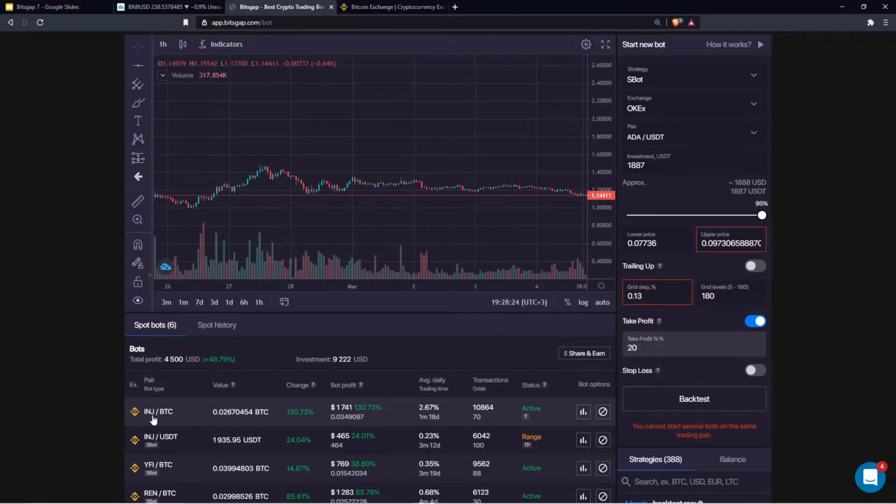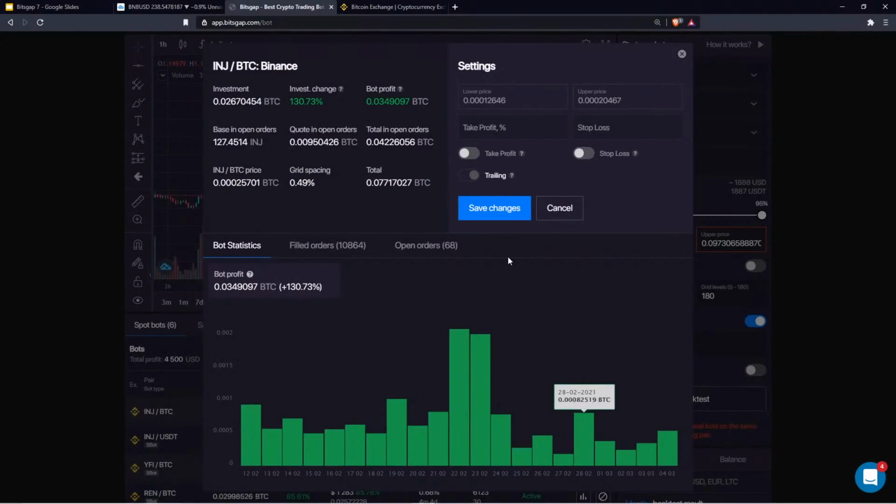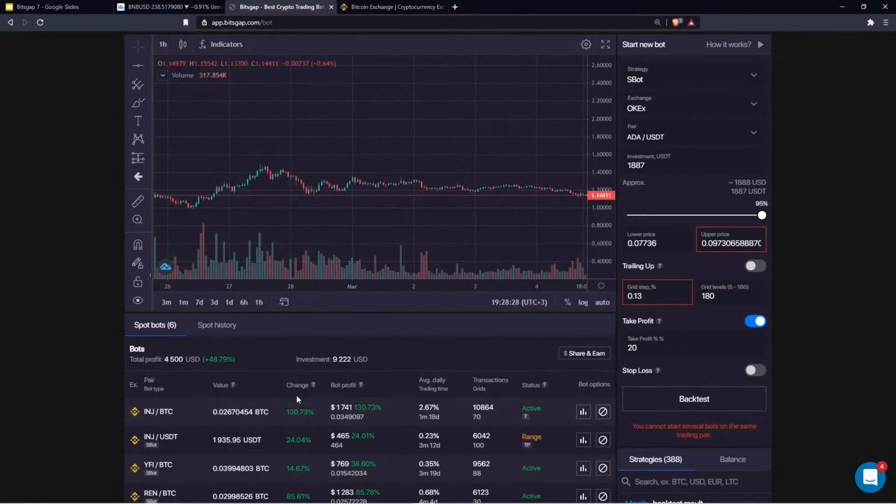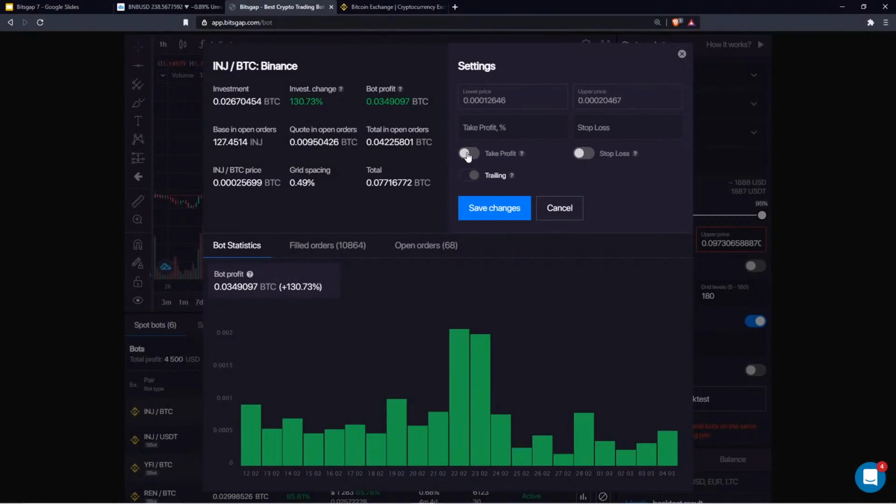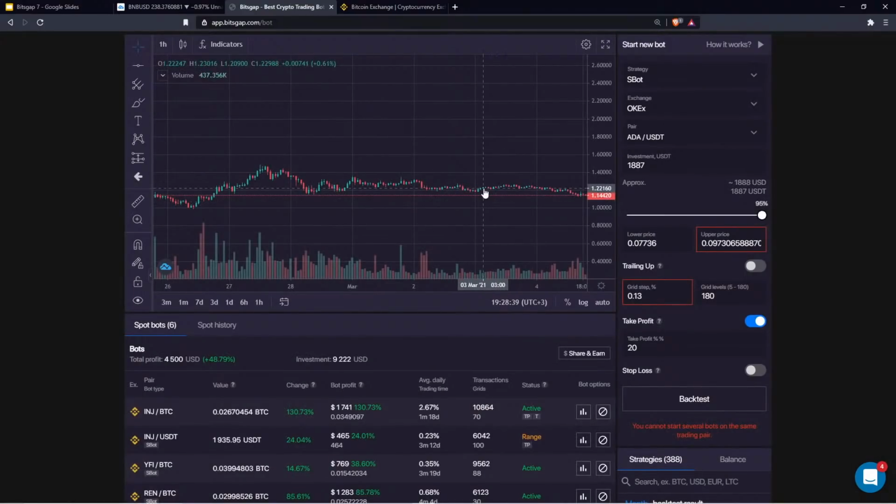So for this one, let's say ING to BTC, my current investment change is 130. So let's assume that I want to close the bot when it reaches 250%. So as soon as it reaches 250%, it will automatically sell all of the ING that I have in this strategy, okay?